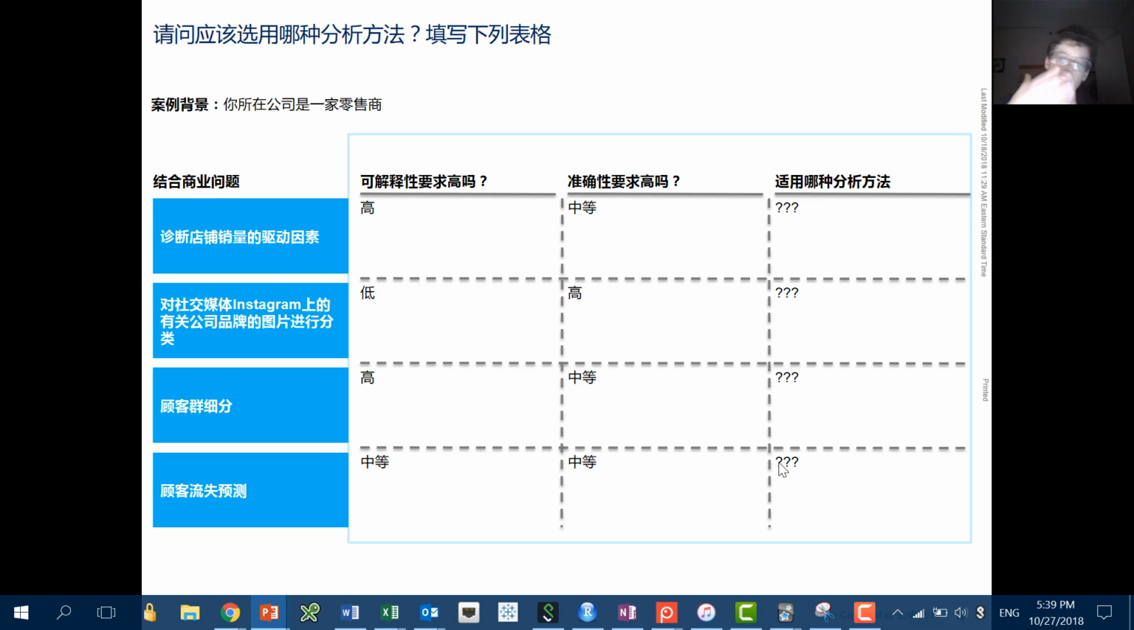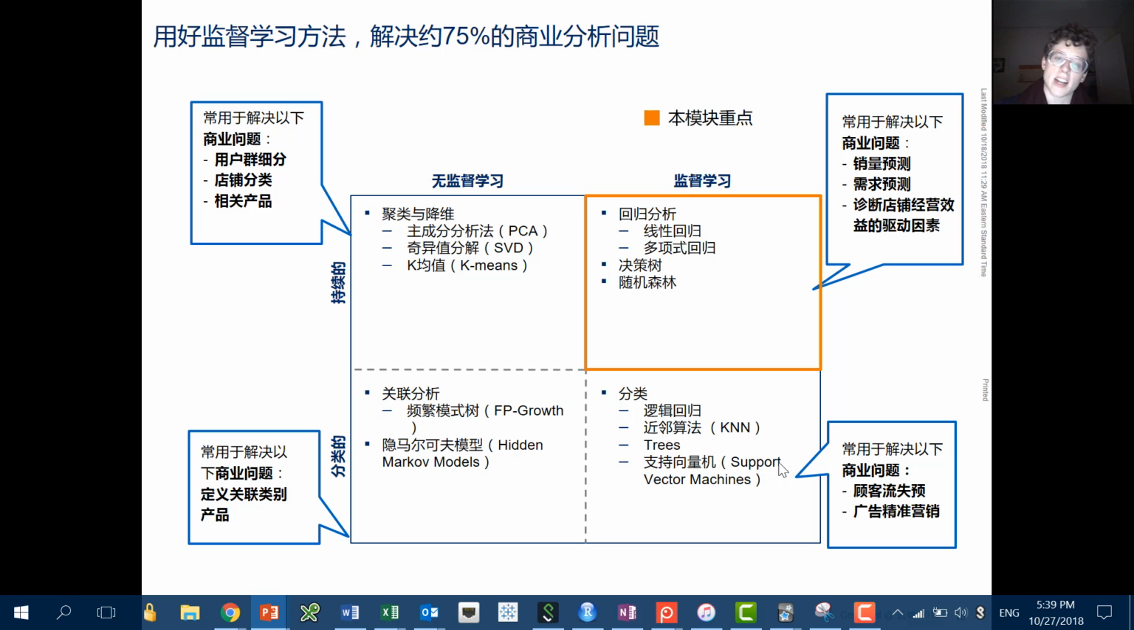So you're working for a retail company, and you have these 4 examples. You're trying to find factors which lead to sales. That's one. Second is to classify images on Instagram. Third, you're supposed to segment customers. Fourth, you're supposed to predict whether or not a customer will churn. Remember, this is actually coming from all of here, so some of these might be unsupervised learning.